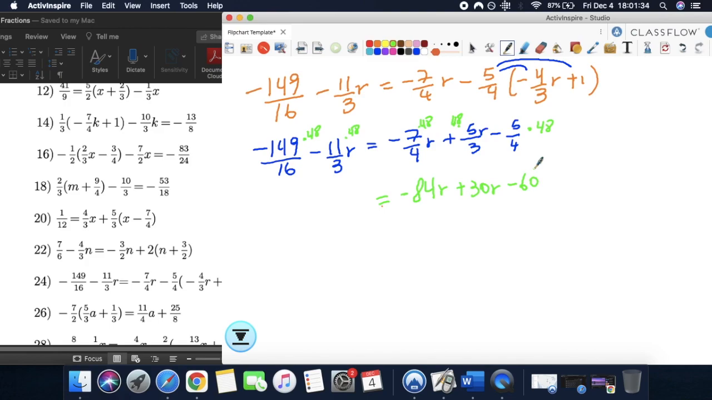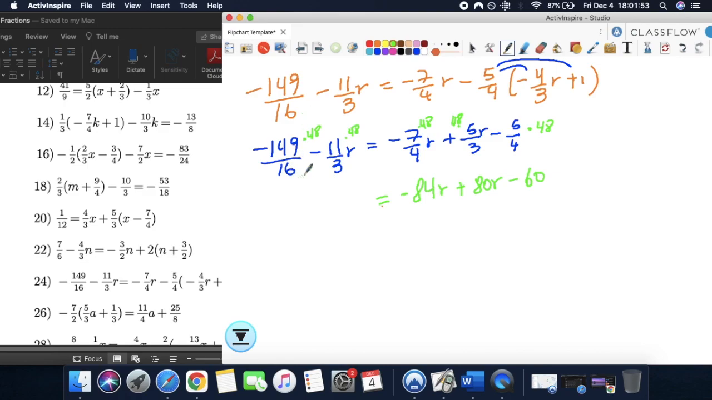Wait a second. Sorry, there's something wrong here. 48 divided by 3 is 16, times 5 is 80. Oh my god, seriously. And then minus 48 divided by 4 is 12, and 12 times 5 is 60. Okay, so now we're good.